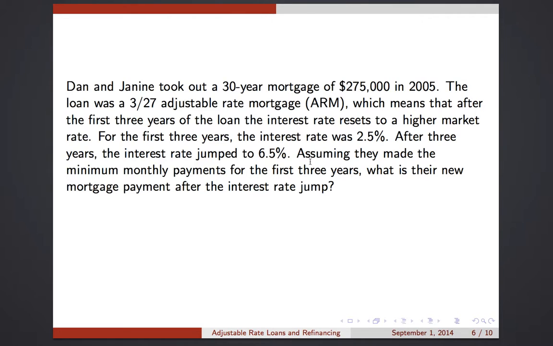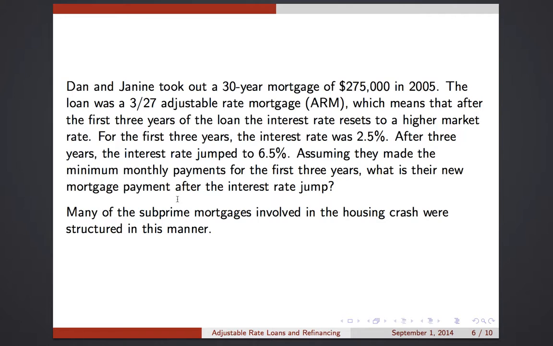So here's the question. Assuming they made the minimum monthly payments for the first 3 years, what is their new payment when the interest rate jumps? So just like with our first example, when there's an interest rate jump, the payment also has to jump if you're going to pay off the loan in the same amount of time. Okay, this is a 30-year mortgage. So even though the interest rate jumped, they still have to pay off the loan in 30 years. So the payment will also rise.